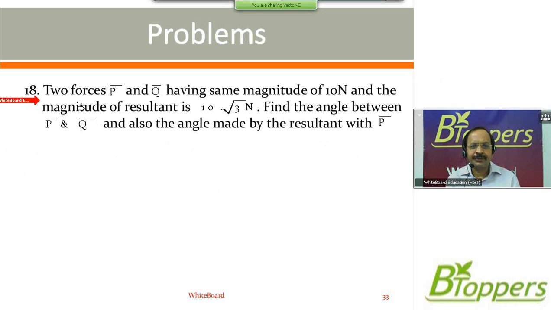The answer for this question is 60 degrees. I mean, the angle between P bar and Q bar is 60 degrees, and the angle made by the resultant with P bar is 30 degrees.